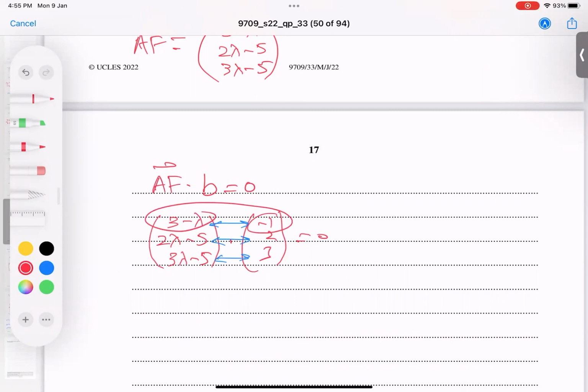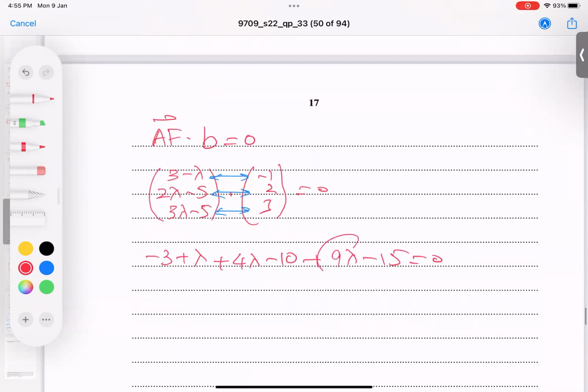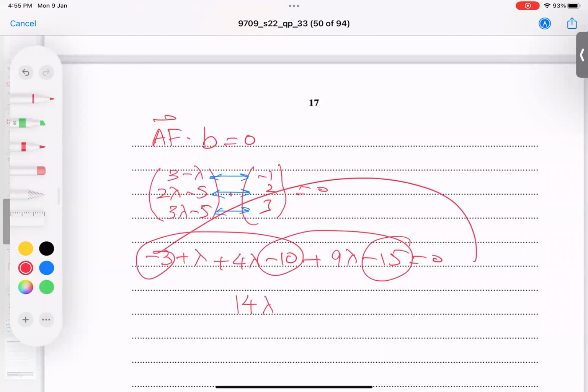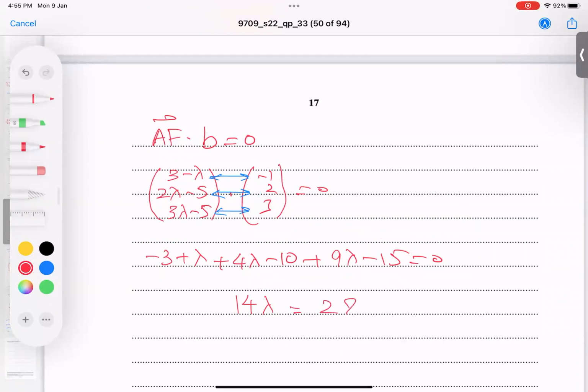Minus 1 into these two values gives negative 3 plus lambda, and 2 times 4 lambda, minus 2 times 5 is minus 10, 3 times 3 is 9 lambda, and 3 times 5 is 15. Now I check: 9 plus 1 is 10, plus 4 is 14 lambda. So I'm getting here 14 lambda. And let me check 15 and 10 is 25, 25 plus 3 is 28. But this minus 28 goes on the right hand side and becomes plus 28. And 28 divided by 14, I got the lambda value is 2, not negative 2, 2.